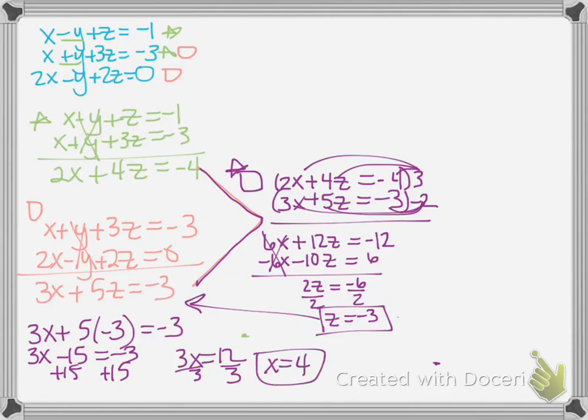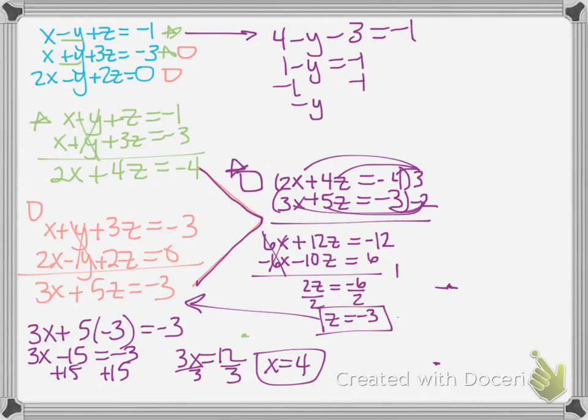So now I have x. I still need to find y, so now I need to go back to my top equation. Let's say we plug it into my top one here. My x was 4. I don't know my y, so I'm going to put minus y. And my z was negative 3, so we're going to put negative 3. We've got to solve for y, so 4 minus 3 is 1. Subtract 1, I get negative y is equal to negative 2. Divide by negative 1, so y is equal to 2.